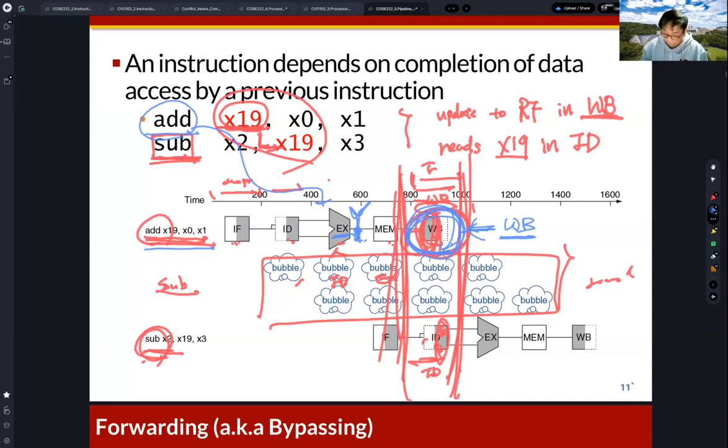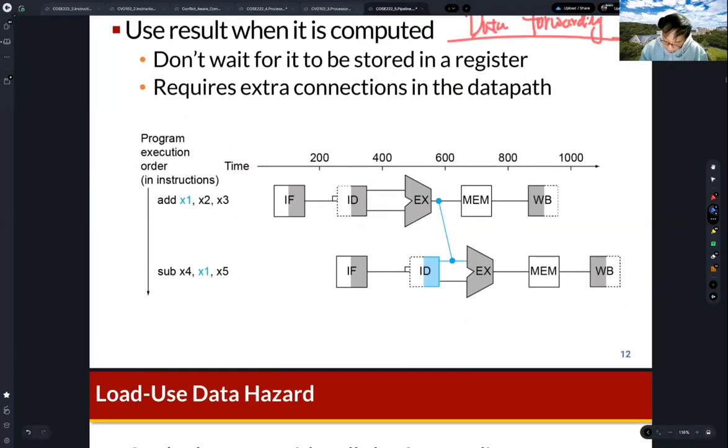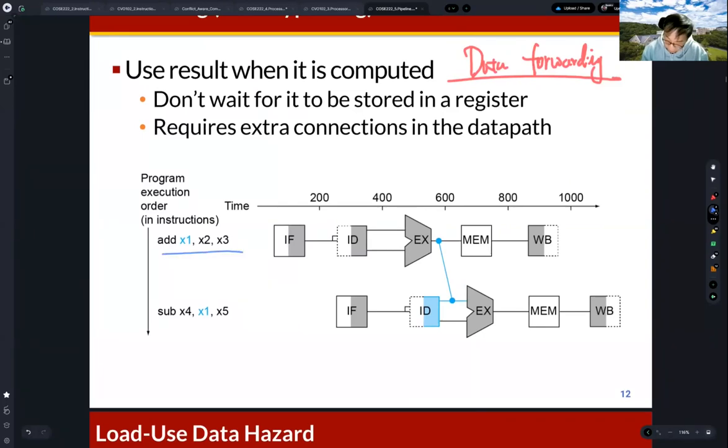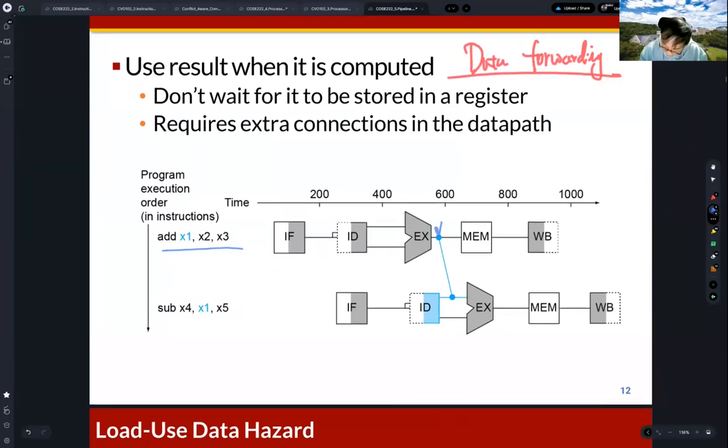So this is the example. At this time, the add has already completed the execution of this operation, and the processor already knows the result of this add instruction. And then how about the sub?